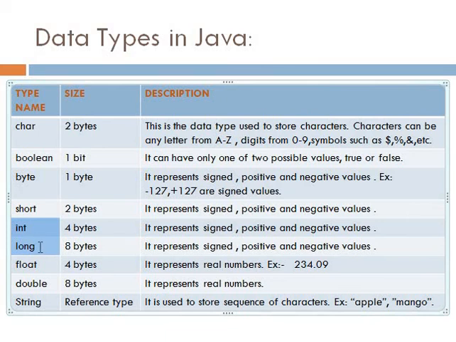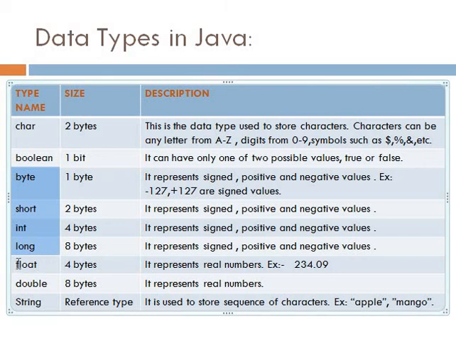The size of the long data type is more than the int data type, because the size of the long data type is 8 bytes, whereas the size of the int data type is only 4 bytes. But both these data types are used to represent signed positive and negative values. Now if we look at all these data types, that is byte, short, int and long, they represent signed positive and negative values, where the size of the long data type is highest, which is 8 bytes, and the size of the byte data type is lowest, which is 1 byte.